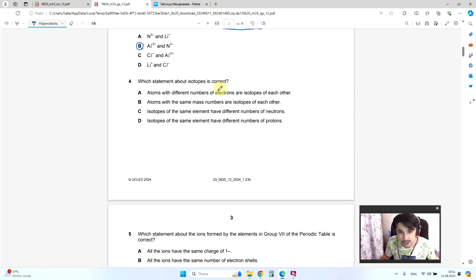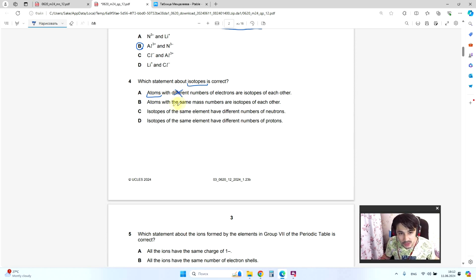Which statement about isotopes is correct? All right, we need to remember the definition of the term isotopes. So isotopes are atoms of the same element that differ only by their number of neutrons, or sometimes it's just named as nucleon number or mass number, which is the same. All right, atoms with different numbers of electrons and are isotopes of each other. I can't say so. Because isotopes contain same number of protons. Therefore, if we talk about electrically neutral atoms, they have same number of electrons. So this part contradicts to our understanding.